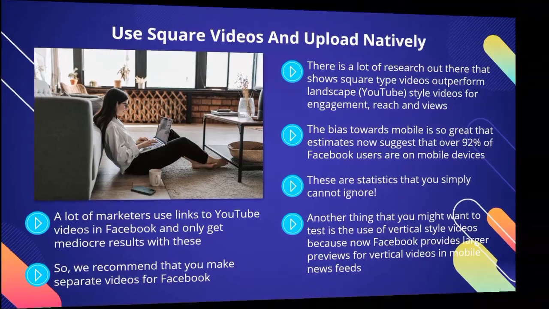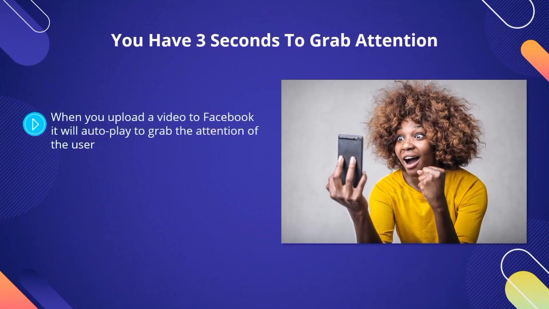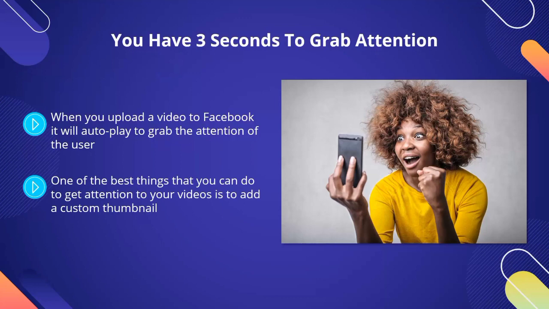Your YouTube channel, perhaps. You have 3 seconds to grab attention. When you upload a video to Facebook, it will autoplay to grab the attention of the user. Facebook wants their users to watch more videos. So, this means that the first few seconds of your videos have to really grab the attention of Facebook users even without the sound on. One of the best things that you can do to get attention to your videos is to add a custom thumbnail. Go and create an eye-catching thumbnail using a free graphic design program like Canva.com, and then upload it during the Facebook native uploading process. Make the first few seconds of your video really count.